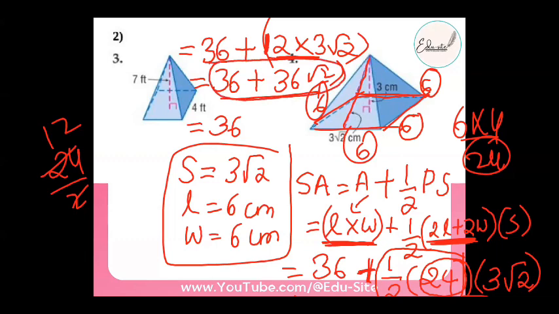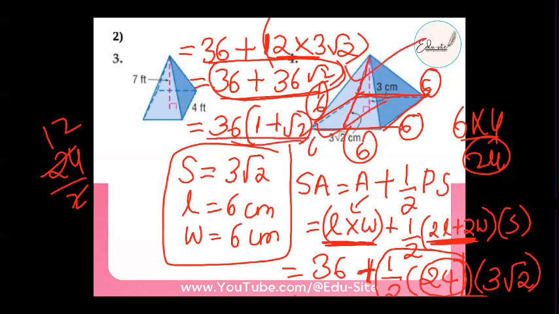Understood? So 36 we can take outside. If we take 36 outside, then it will be 36 plus 1 root 2. This will be your final answer. You can write this or you can keep this one, and you have to write centimeter square along with it. That's all. Understood? Any doubts? Should we move to the next part?